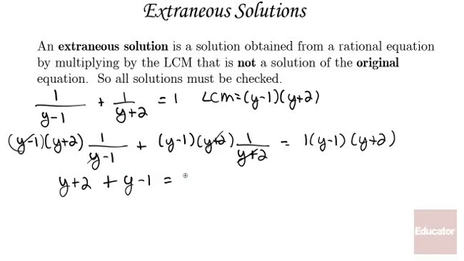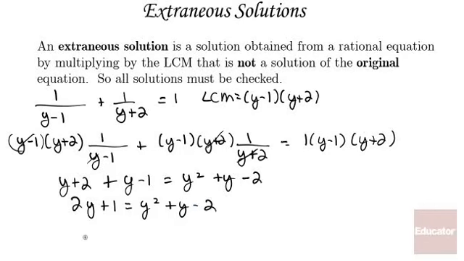And on this side, I multiply out to get y squared, plus 2y minus y, so that's going to give me plus y. Minus 1 times 2 is negative 2. Okay, over here, simplify a little more. I get y plus 2, plus y minus 1, which is 2y plus 1, equals y squared plus y minus 2.